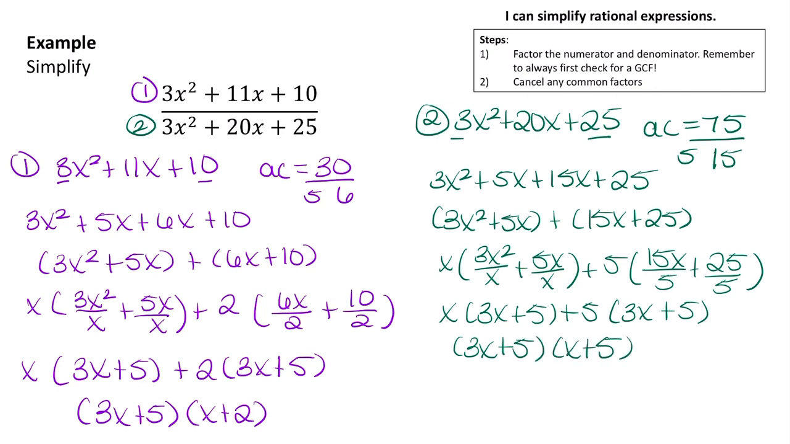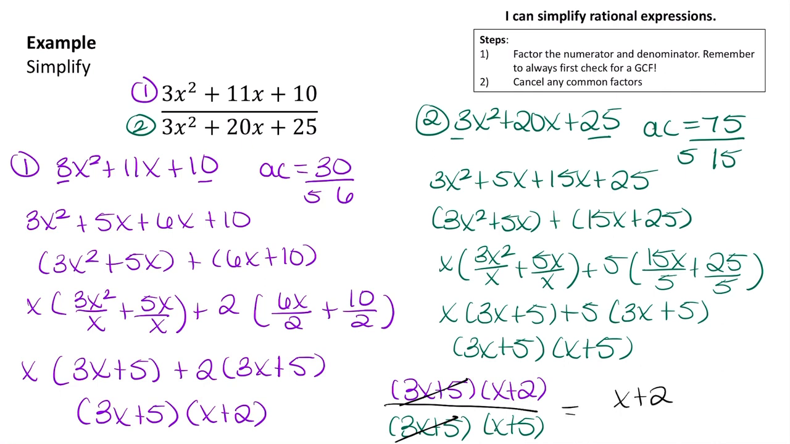So let's plug this all back into the original expression so we can simplify things. So in the numerator, we have 3x plus 5 times x plus 2. Okay, and then in the denominator, we now have 3x plus 5 times x plus 5. So if we look at this, we can see that that 3x plus 5 is a common factor that we can go ahead and cancel. So this is now going to simplify to x plus 2 over x plus 5. Okay, so that is now our simplified expression.